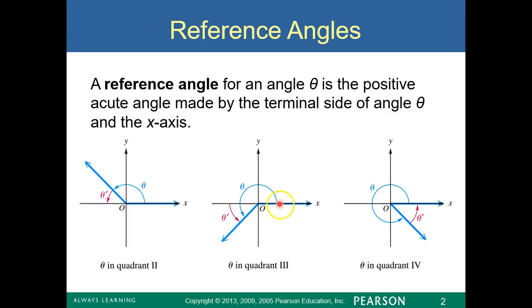So again, here's something that lies in quadrant 3. Here's our angle right here, and so our reference angle is this right here. And then over here for quadrant 4, again, this is our big angle right here that lies in quadrant 4. Our reference angle is just this right here. So this is how you're going to find the reference angle.